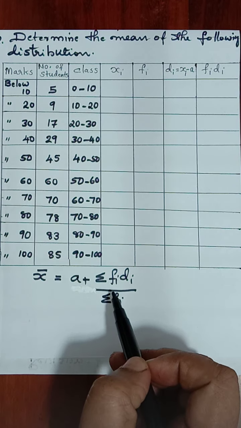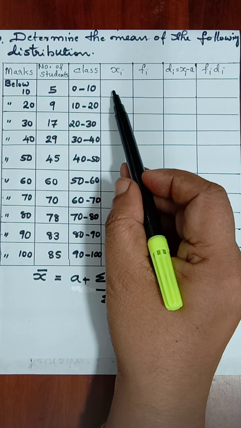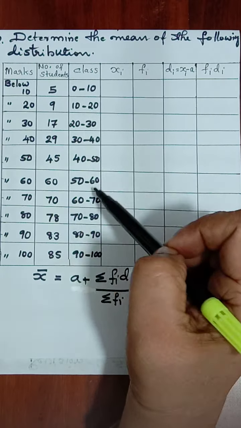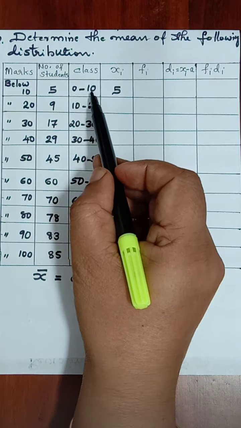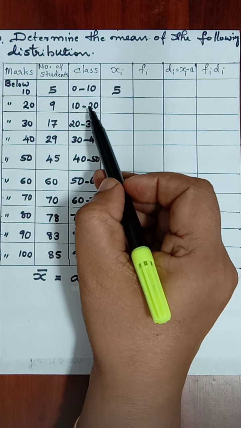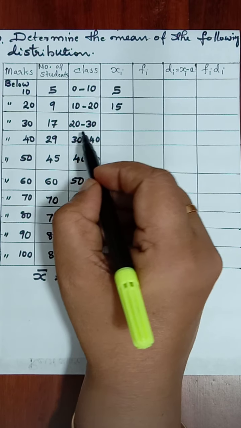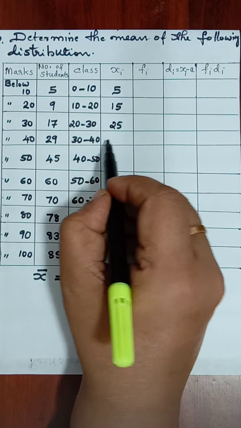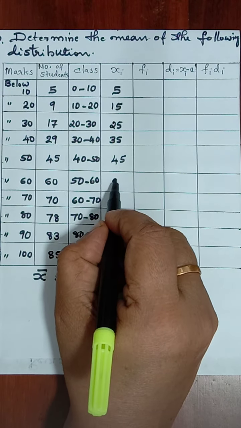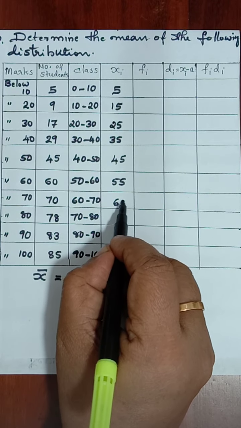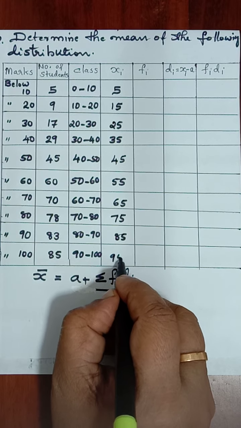Now for getting this and substituting in the formula, the next step is finding xi. Xi means it is the mid value of the class. For 0 to 10, 5 is the mid value. As I told you, it is upper limit plus lower limit by 2. 20 plus 10, 30. 30 by 2, it is 15. Next comes 25, 35, 45, 55, 65, 75, 85 and 95.